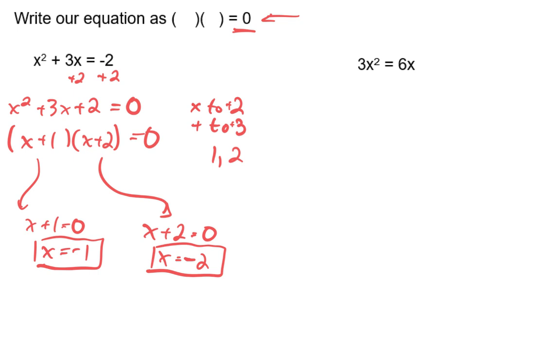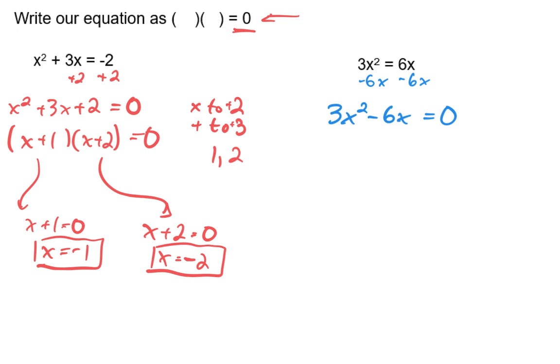Something similar is going on in this second example over here. 3x squared equals 6x. My first step is going to be to get just a 0 on that right-hand side. So I'm going to have to subtract 6x from this side and subtract 6x from this side. That 3x squared and that minus 6x are not like terms. So I'm going to have 3x squared minus 6x equals 0.